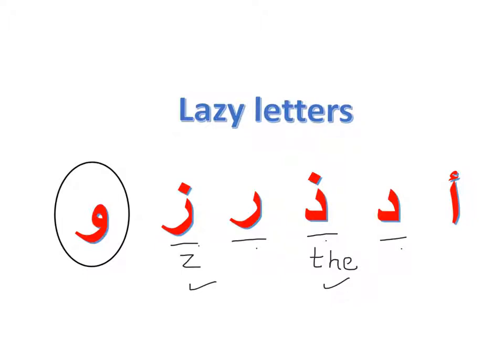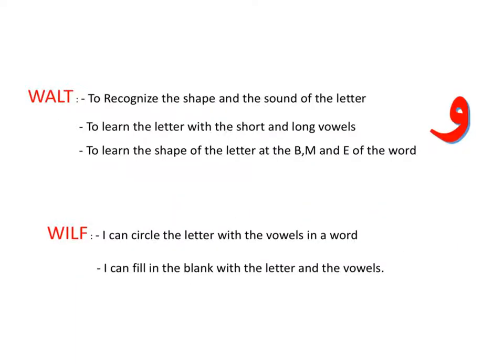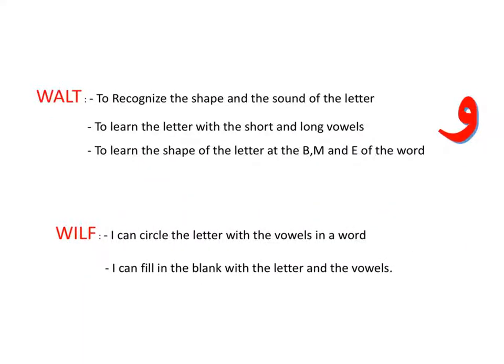And we are going to learn today the letter wa, and we are going to know the difference between wa as a letter and u as a vowel. They both have the same shape. How do I know them from each other? We will learn today during our lesson. So this is what I am learning today. And this is what I am looking for. And our letter is the letter wa.